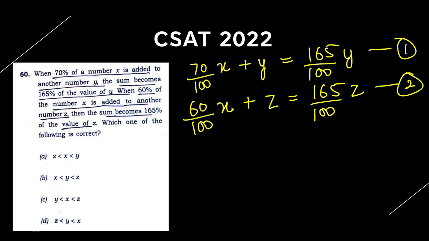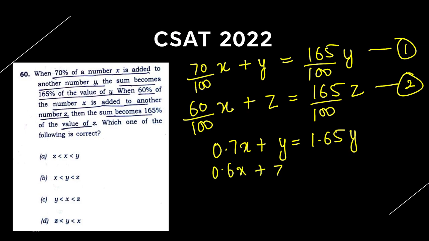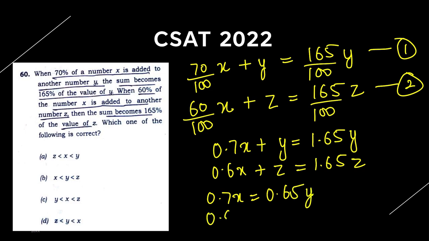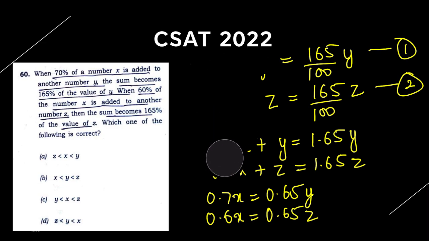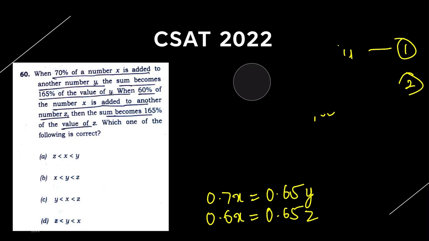First thing, let's simplify. I'm just simplifying the statements written above: 0.7x plus y is equal to 1.65y, and the second is 0.6x plus z is equal to 1.65z. So the first statement is 0.7x is equal to, taking y on the other side, you will be left with 0.65y, and the second statement 0.6x, taking z on the other side, comes out to be 0.65z. I hope this is clear how we come to this part.